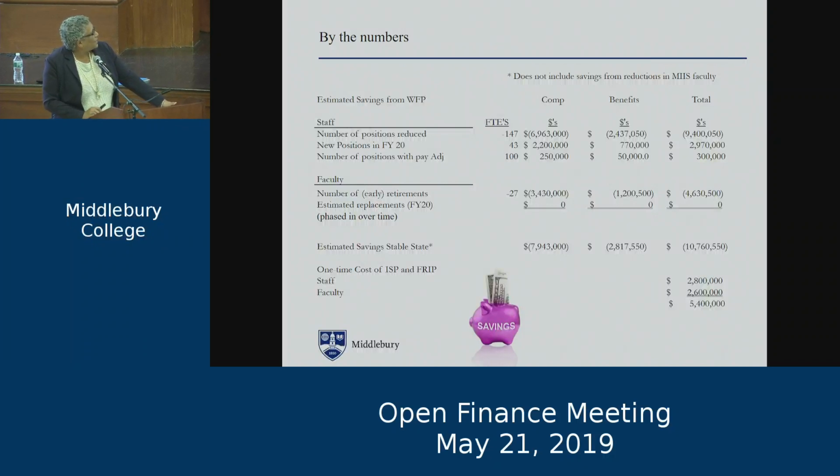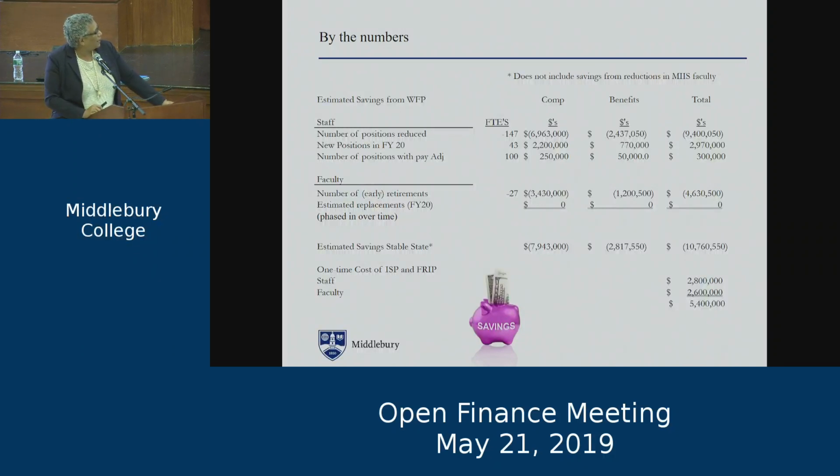On the faculty side, we had 27 faculty retirements. 24 of them were under the Retirement Incentive Program. 3 were just in the normal course, for about a $4.6 million total comp and benefit savings. We are not putting any replacements in for faculty for the budget year FY20, which is why you see that as 0. But we do anticipate we're going to have to phase some of that back in over time. You'll see a bit of that on the next sheet.